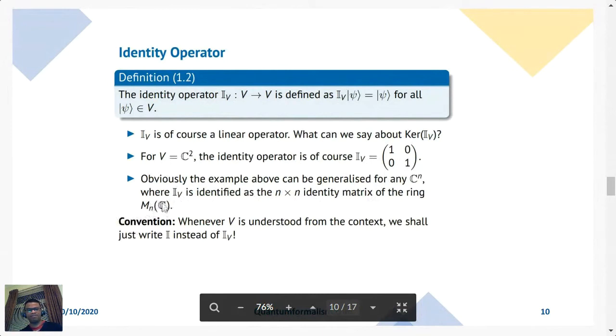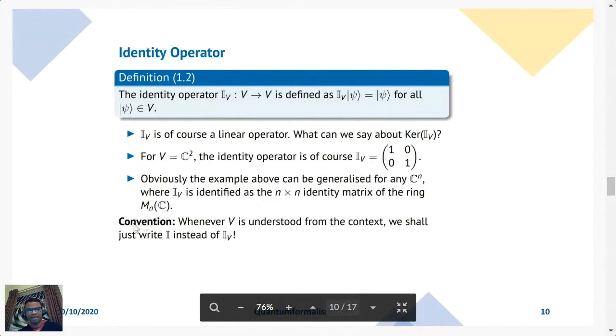We'll define this in more concrete terms. So far, we've been defining it as a proxy of M2 of C, but next week it's essentially just n by n matrices, right? The set of n by n matrices, which also forms a ring, and it's also a vector space, right? So anyway, the identity of this is also the identity matrix of it.